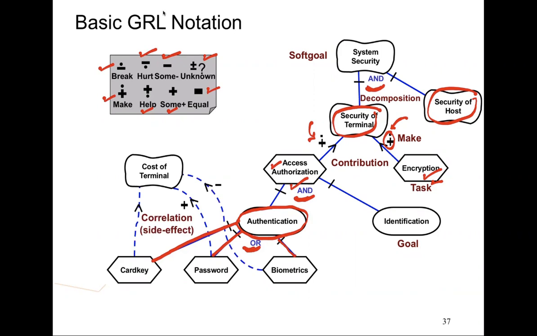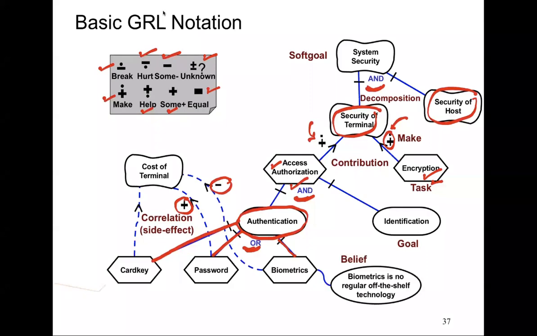Also, as I said before, we could see correlation links which show the side effect. It could be a positive side effect, or a plus side effect, or any other side effects that we will see the notations for. We could also have a belief that is connected to a task, and as a matter of fact, it could also be connected to a goal.